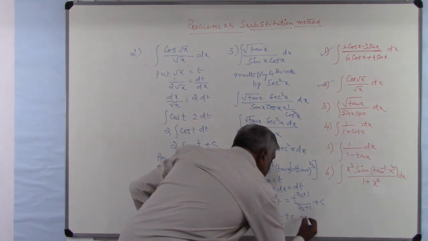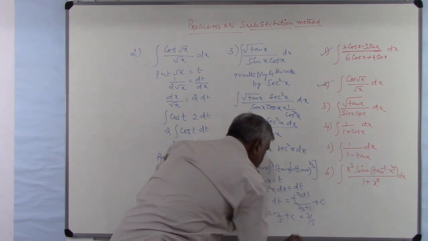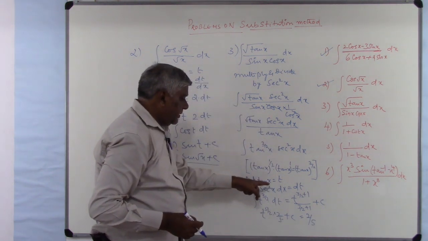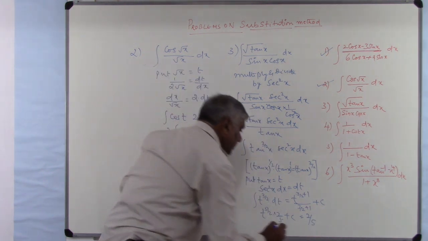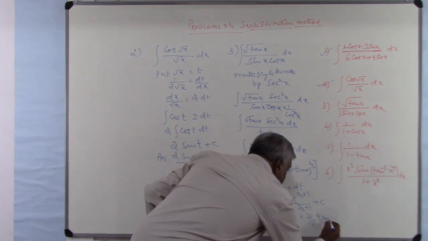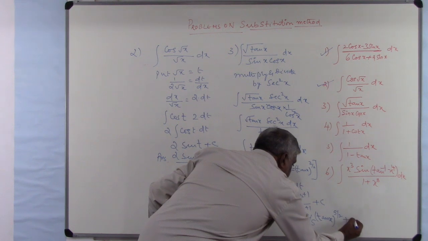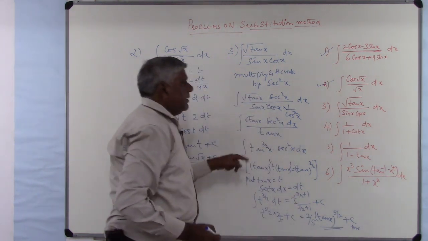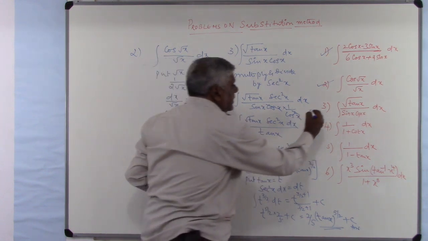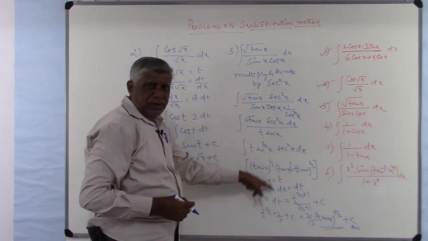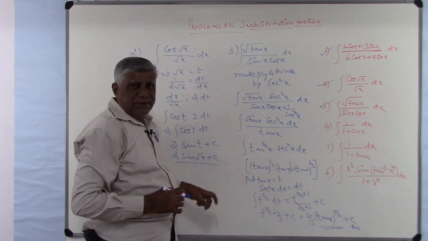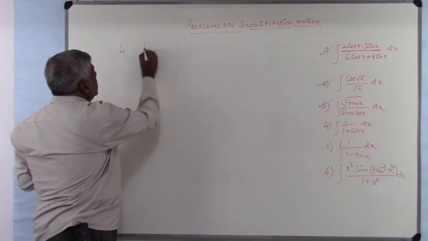This is equal to 2 by 5. What is t equal to? We have kept tan x. So 2 by 5 tan x whole to the power of 5 by 2 plus c is the answer for this problem. Thus, we have finished this third problem also. Now we will see fourth problem.